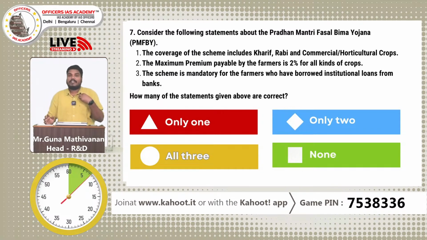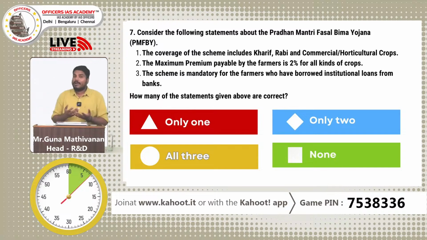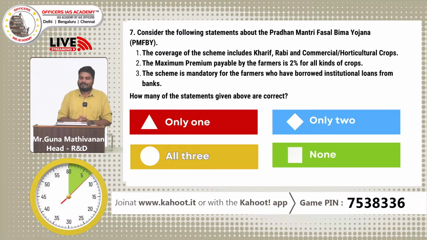So if I am a farmer growing a kharif crop, I have to share 2% of the premium. If I am a farmer growing a rabi crop, I have to share 1.5% of the premium. If I am growing annual commercial crops, then I have to share 5% of the premium. So it is not uniform, right? So the second statement goes wrong.